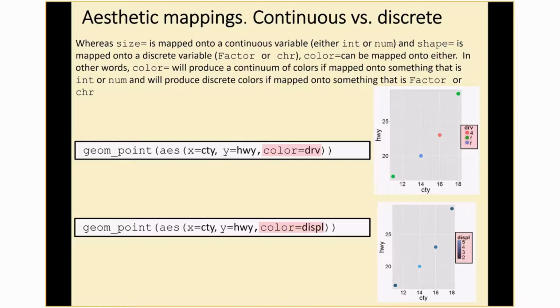Well, earlier on we saw a slide that looked like this. And the point was we're going to do an aesthetic mapping, with its open and closed parenthesis. And we're going to map color. We can map color onto a discrete variable such as drive and get 3 discrete colors. Or we could map color onto a continuous variable, displacement, and get a continuum, a gradient of colors.